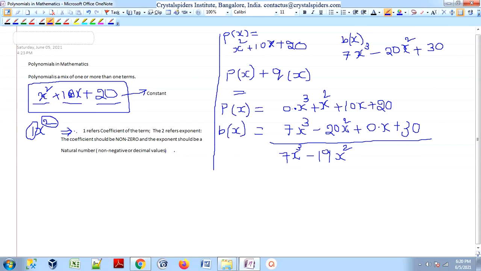So now here the x term, 10x plus 0x, that is what, 10x only, so plus 10x. So now here 20 plus 30, it will be 50. So now the result is 20 plus 30, it is a 50 now. This is what, it is a 50 guys. So now this is the addition of those two polynomials, this is the result. So p of x plus q of x is equal to x cube minus 19x square plus 10x plus 50.